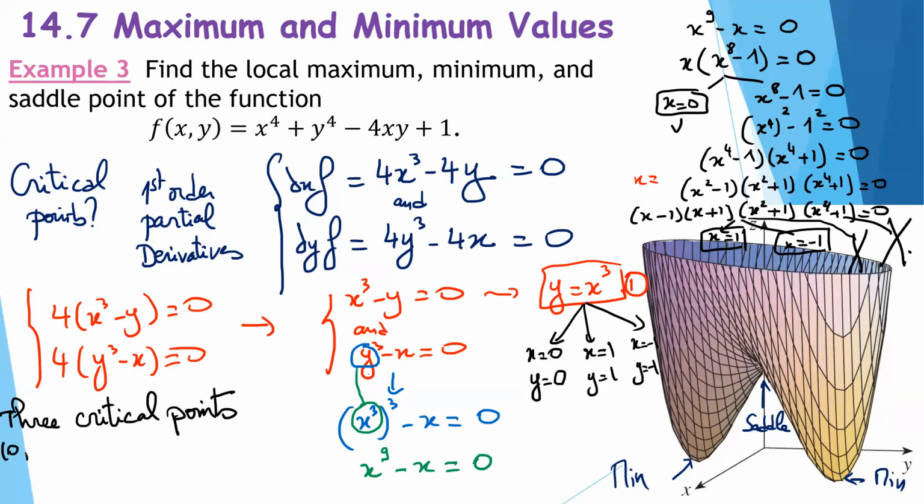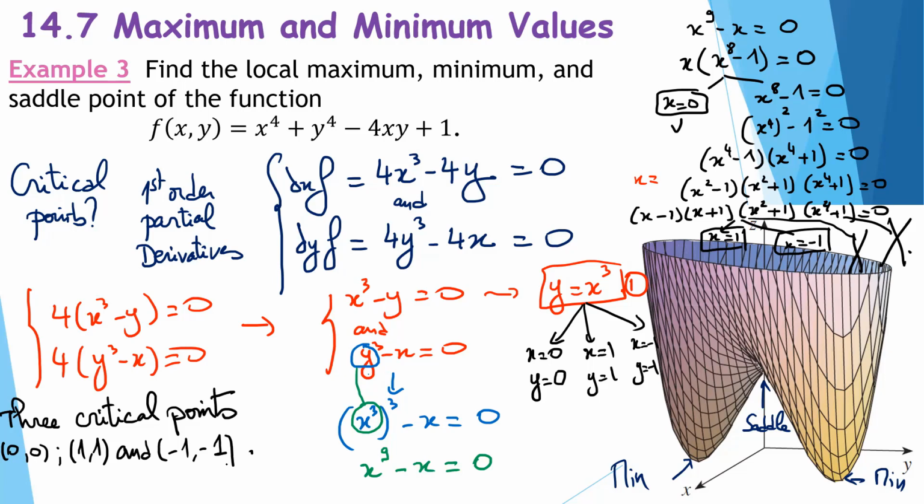Which are (0, 0), (1, 1) and (negative 1, negative 1). You see that, of course, the idea is easy, but the implementation is not always easy, because we have to solve a system of equations, which can sometimes be difficult to solve, but there are always tools to do it. We can always find critical points, either numerically or using numerical software, so we can always manage this and fix this issue.